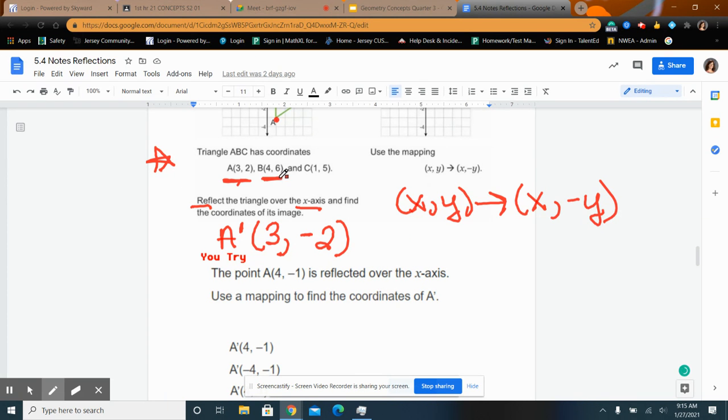Look, B is 4, 6. So where is B prime going to be? Look, B is 4, 6. X, Y. Keep the X. Change the sign of the Y. So what's the new B going to be? Thank you. 4, -6. Okay, Hunter's going to do the next one. C prime. Thank you. 1, -5. So we just did 3 in a row, and that would have been quicker than counting all those points. It would have been.